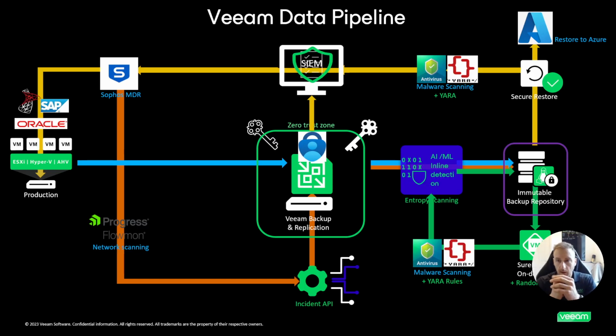Welcome. So today I'm going to talk about the Veeam data pipeline and the security enhancements that were brought in version 12.1. We can see them here with things like the inline AI ML entropy scanning, the Aura rules, enhanced short backup and random scans, on-demand scans. We've got our output to our SIM tool, we've got Sophos and Sophos MDR with our instant API triggering backups. So let's take a look at this in a real live demo.